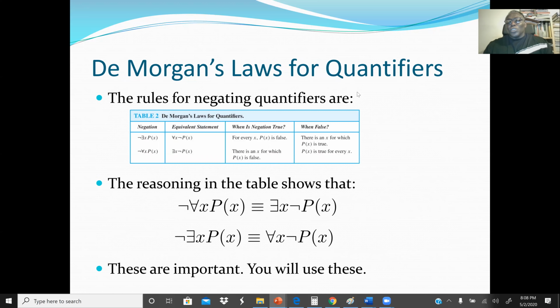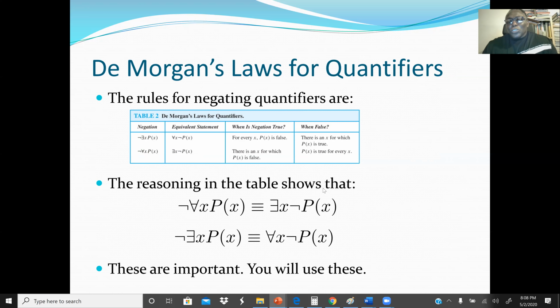So De Morgan's laws for quantifiers, I think we went through this. And these are the rules for negating quantifiers. Remember that negating ∃ will become ∀, and negating ∀ becomes ∃. So for example, here we have ¬∀x P(x) is the same as saying ∃x ¬P(x). They are equivalent.